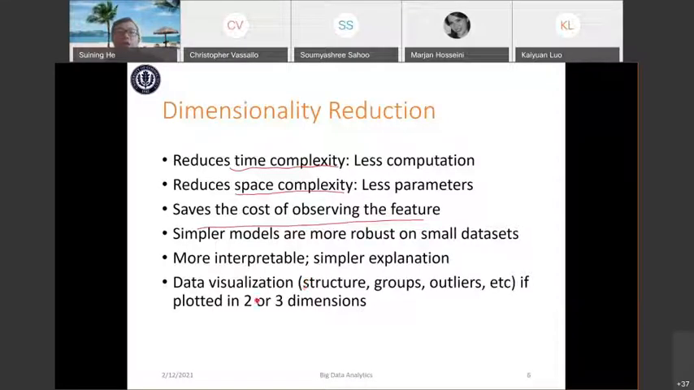And of course, we will see some examples, that is the data visualization. We have a simpler model using 2 dimensions or 3 dimensions to describe the data set, so that we can derive some interesting observations from the data set from a simpler visualization or easy to understand visualization.